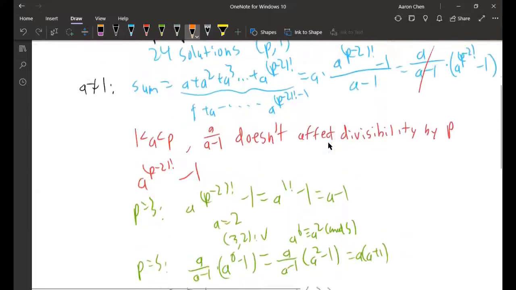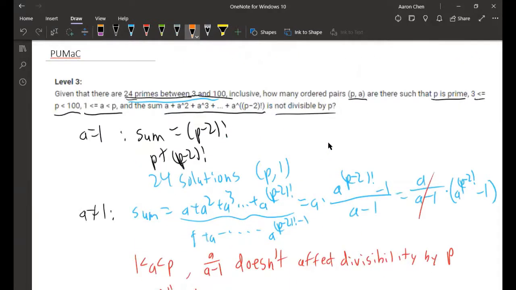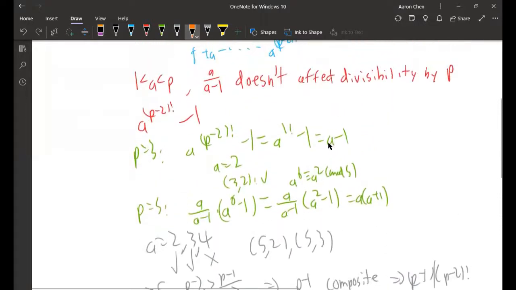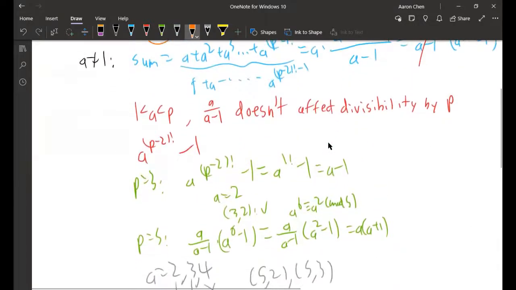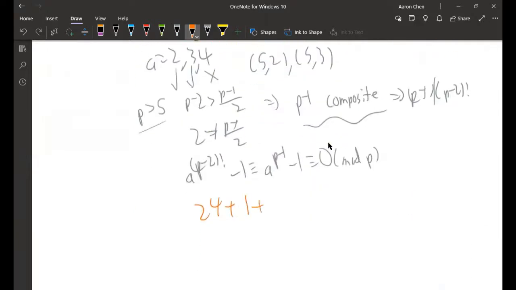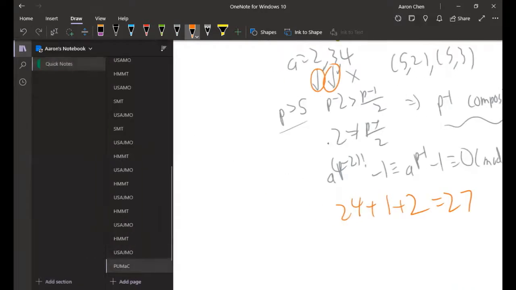And so we have that the total number of sums is simply just 24. The total number of solutions is just 24 plus 1 plus 2, and this is equal to 27. And so the answer is 27. And so now on to level 4.